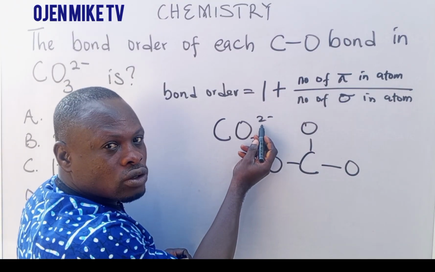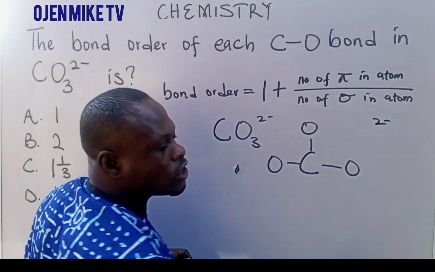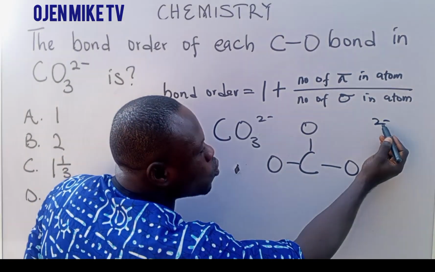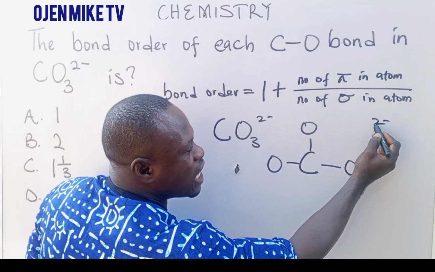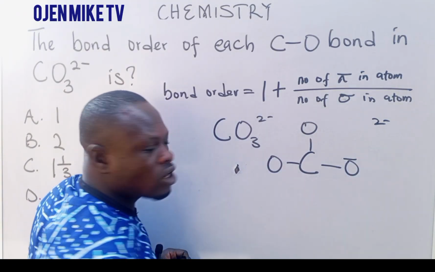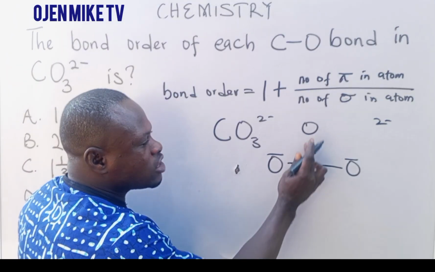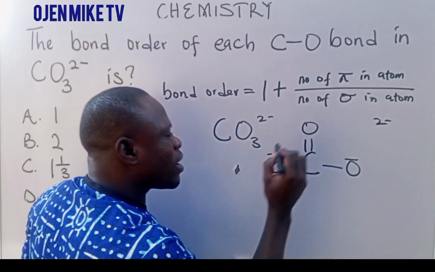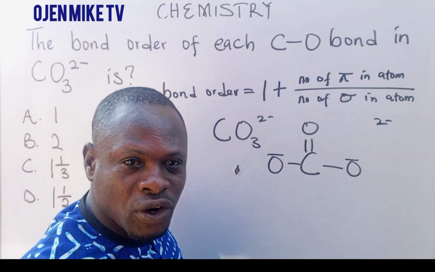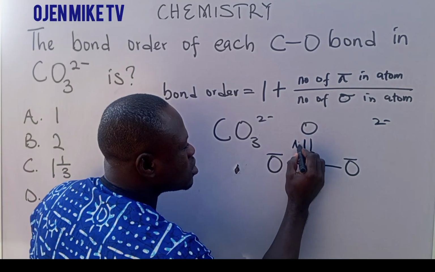This ion gains 2 electrons. You get that? Now, we are going to allocate these electrons to the oxygen atoms. If you allocate, these are 2 electrons, so we'll get 1 electron here. Now here, this one does not have any electron to carry, so we introduce our bond here. Are you following? Now, how many pi bonds? We have 1 pi bond.